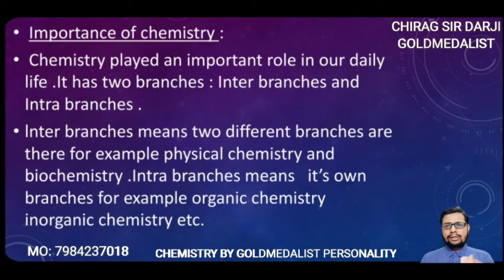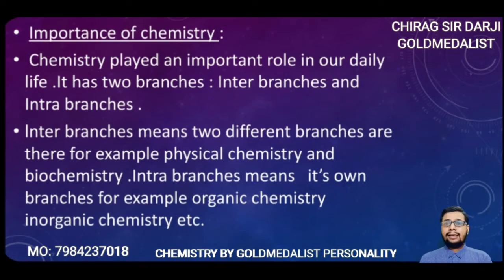Now in the case of interbranch, what happens? Inter means two different branches are there. For example, physical chemistry. In physical chemistry there are two branches, chemistry and physics. Both are different, that's why they are taken into the interbranch. In the same way, we take the example of biochemistry. In biochemistry, first is biology, then second is chemistry. Both are different branches, so that's why they are included in the interbranches.